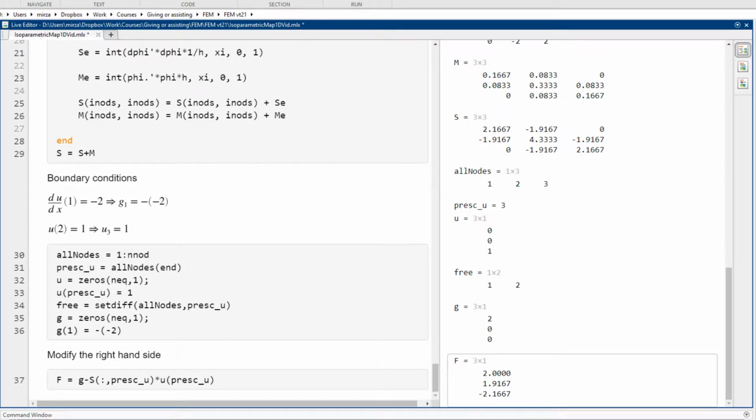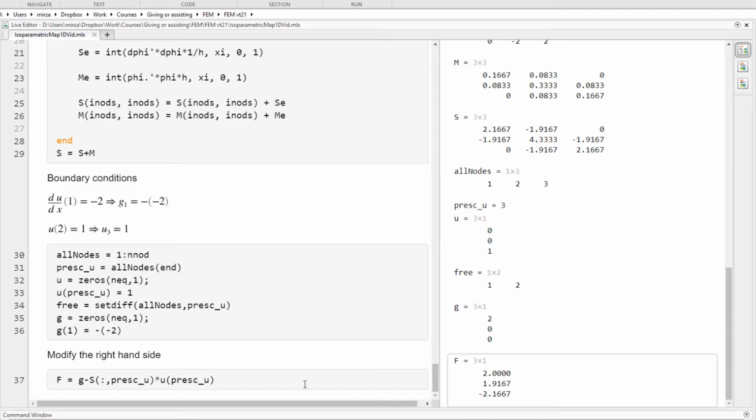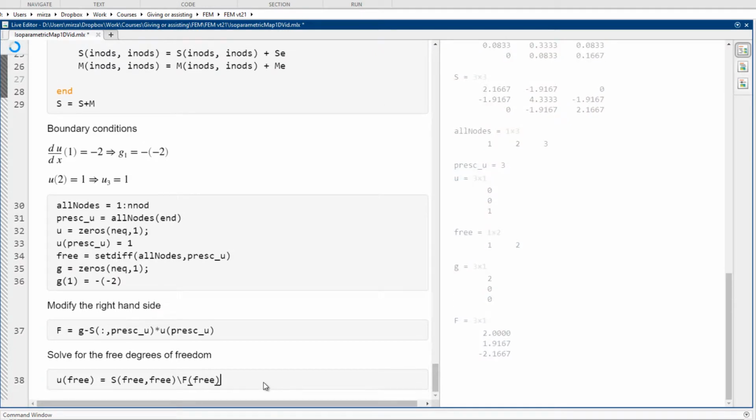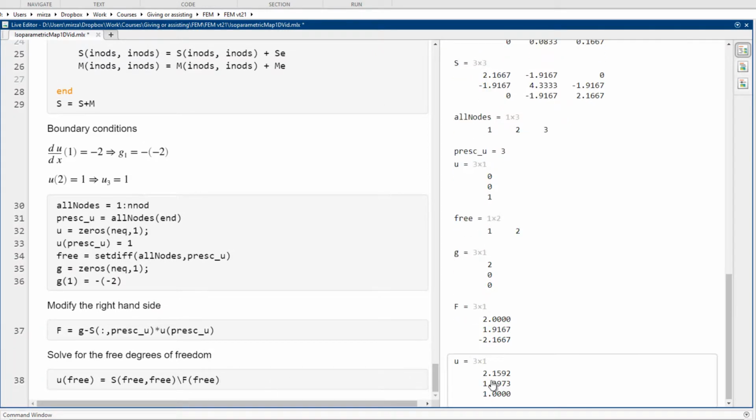All right. So once this is done, we can solve for the degrees of freedom. We do that exactly the same way we've done in the previous lecture, and we get our solution. And again, we have no idea if this is true or not. The only thing we can see is that it's respecting the boundary condition we have, which is U3 is equal to 1. But other than that, we have no idea. So we need to visualize this solution.